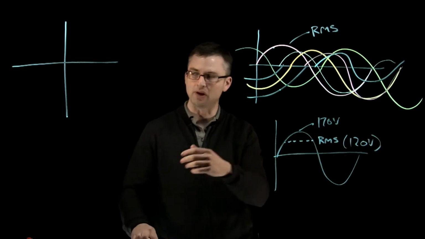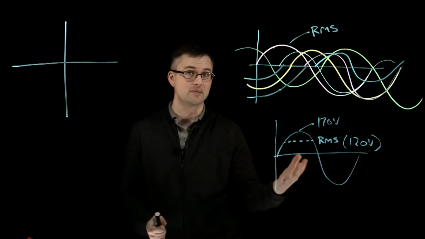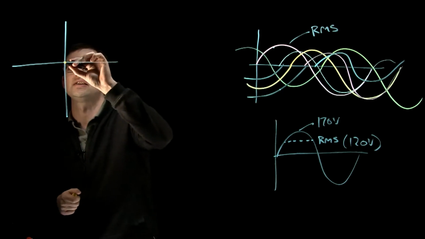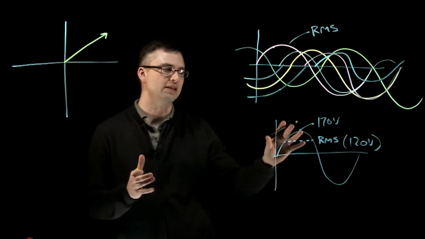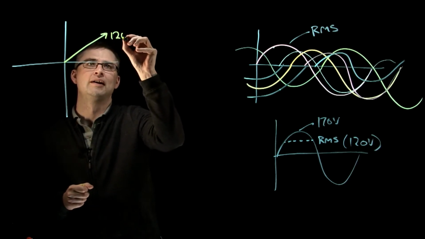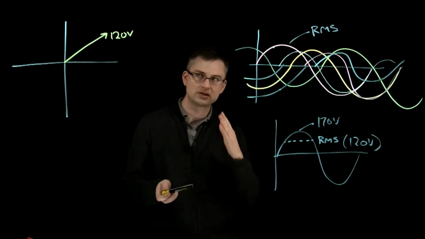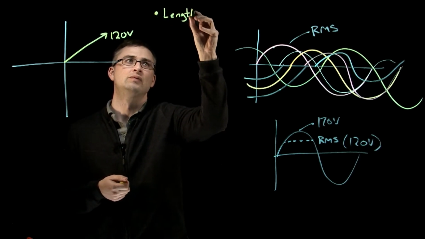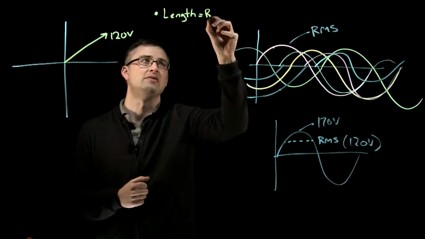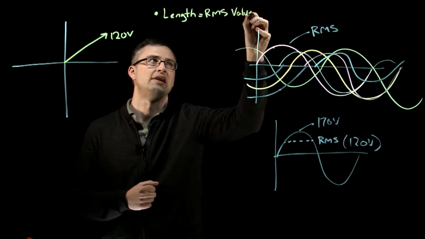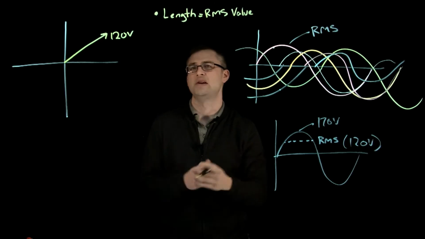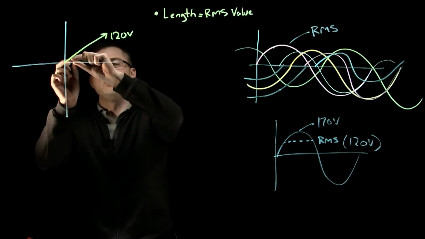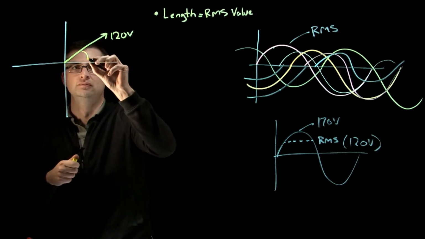So when we plot phasors, we're going to use the RMS voltage and have the magnitude of the phasor, meaning the length of the phasor, equal to the RMS voltage. So that would be 120 volts. That's the first part of the phasor: the length is going to equal the RMS value. If it's current or voltage, it will be RMS voltage or RMS current. Now, that is one part, the length. The other part is the angle.